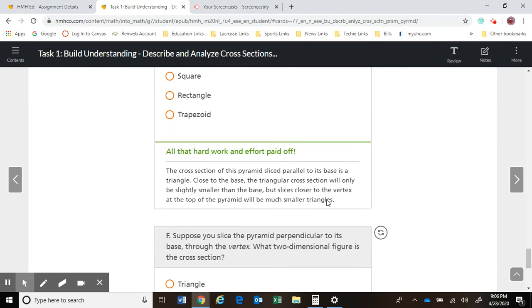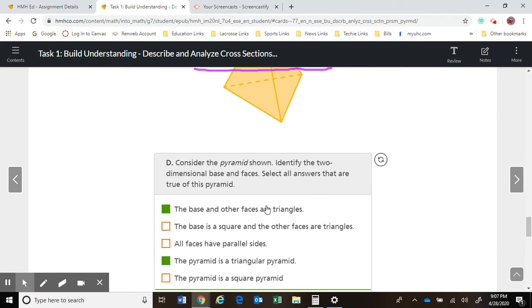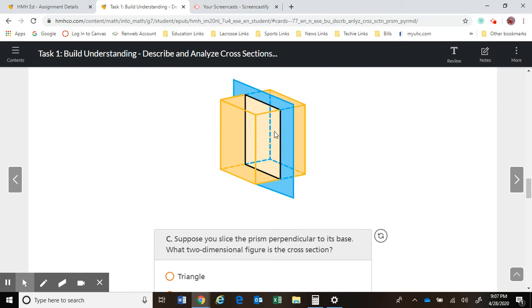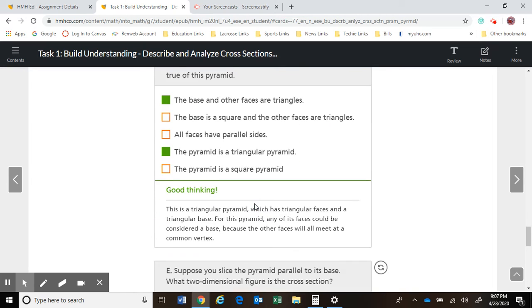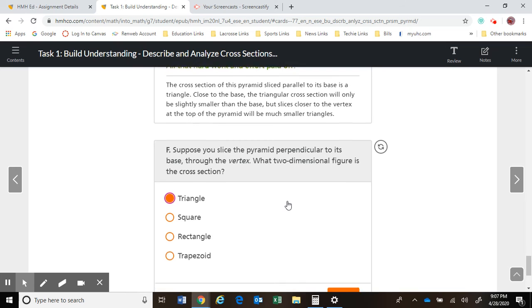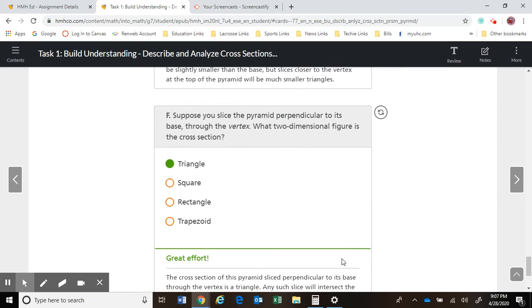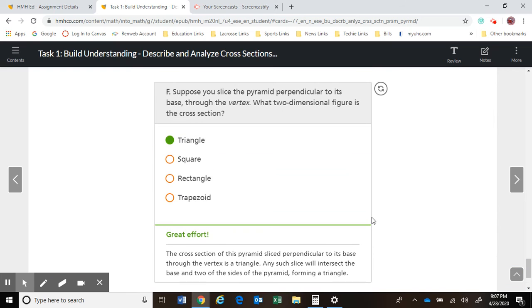Now, what if we go perpendicular? Well, when we went perpendicular to the square one up here, it created what was on the side here. The side was a rectangle. What's on the side here? Oh, it's also a triangle, isn't it? So guess what it's going to create? Also a triangle. See how that works?